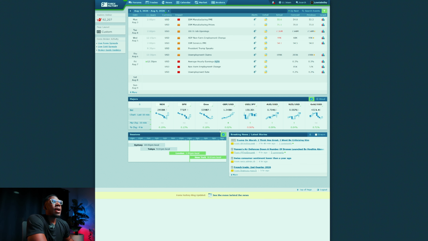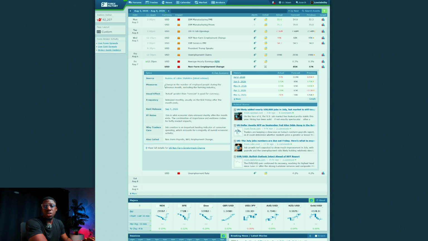In another video, I might want to go over some key red folder news items and how you could interpret their news releases. But Forex Factory actually gives you an explanation of how to read the data. You have this folder, you can click into that folder. It opens up, it literally gives you everything you need. Okay, so you have, what does it measure? This is the change in the number of employed people during the previous month, excluding the farming industry. Now, the usual effect is when you have the actual figure greater than the forecasted figure, it is good for the currency. It means that you're most likely going to see the DXY move up.